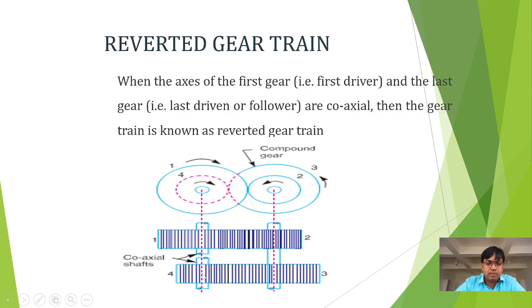But you see, when it comes to the axes of the output shaft and the input shaft, that is, gear 1 which is mounted on the input shaft and gear 4 which is mounted on the output shaft, the axes are coaxial.